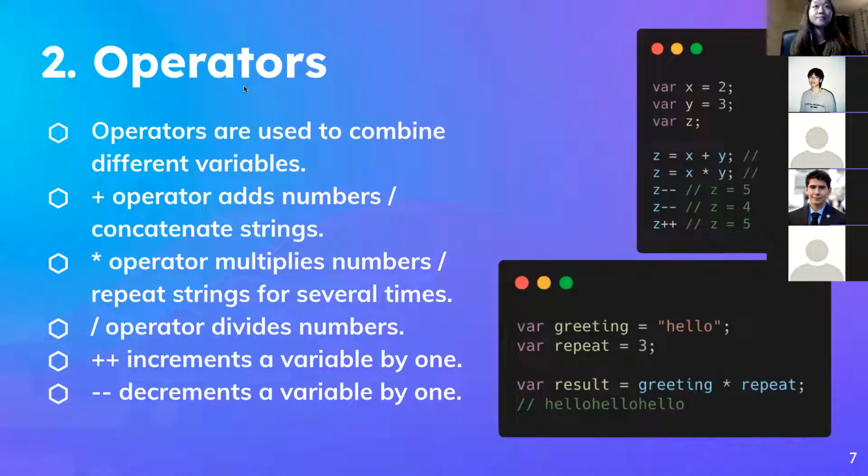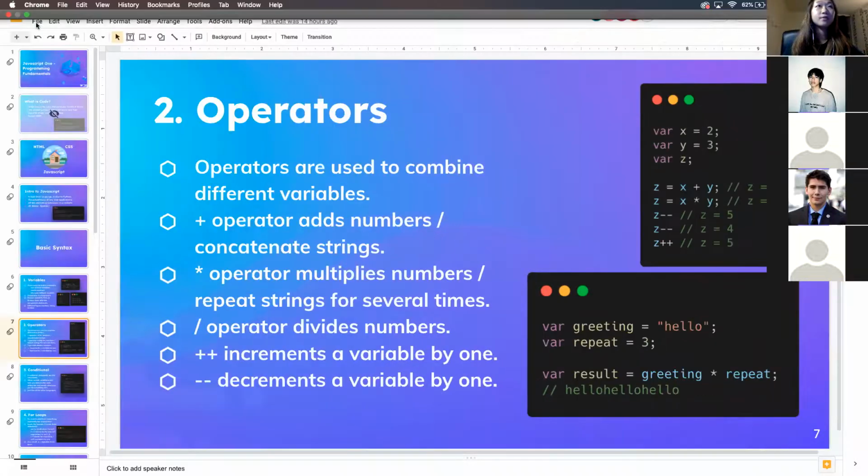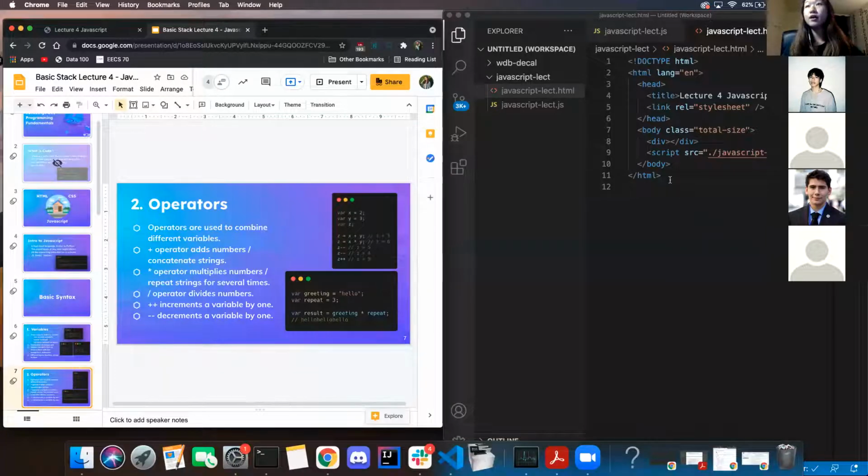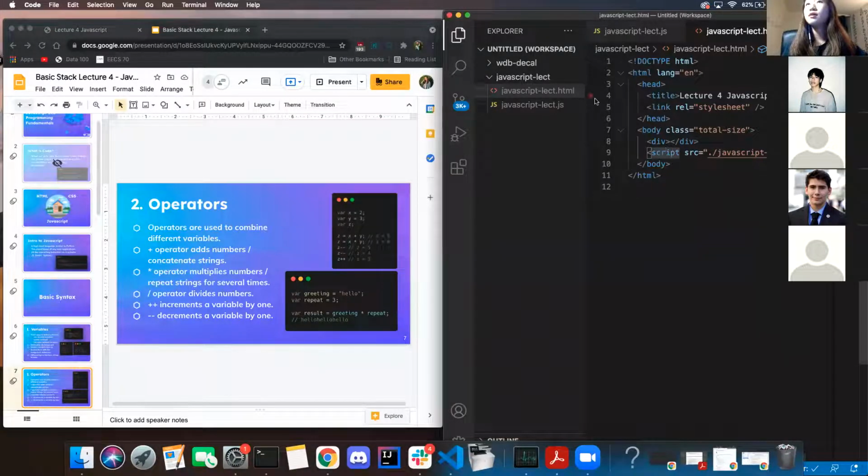So, operators. Operators are just standard: plus adds numbers, the asterisk multiplies numbers, the slash divides numbers, plus plus increments a variable by 1, and minus minus decrements a variable by 1. Some other new things you might notice is that plus can also concatenate strings. So for example, let me show you on my actual file structure here.